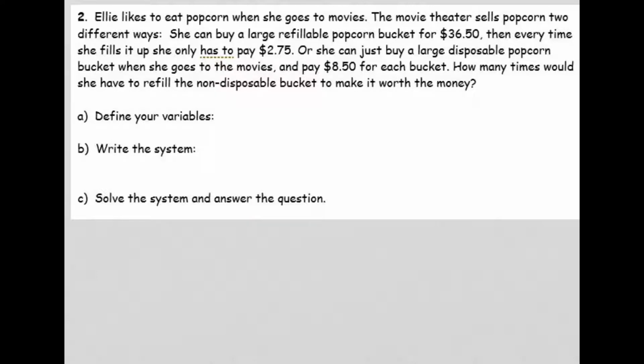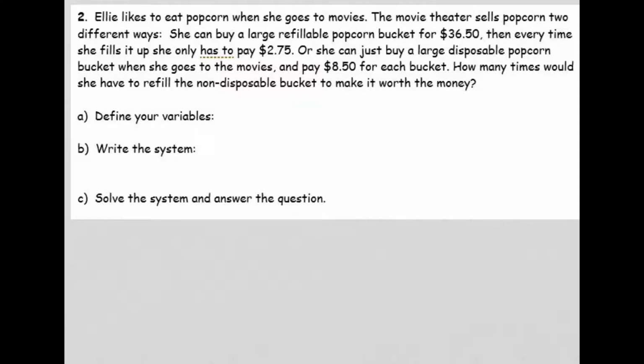Plus, that's an empty bucket. After that, you got to keep paying $2.75 if you want popcorn. But after a while, it's got to pay for itself because, oh my goodness, a large bucket of popcorn is $8.50. So how many times would you have to refill this bucket to make it worth the money?